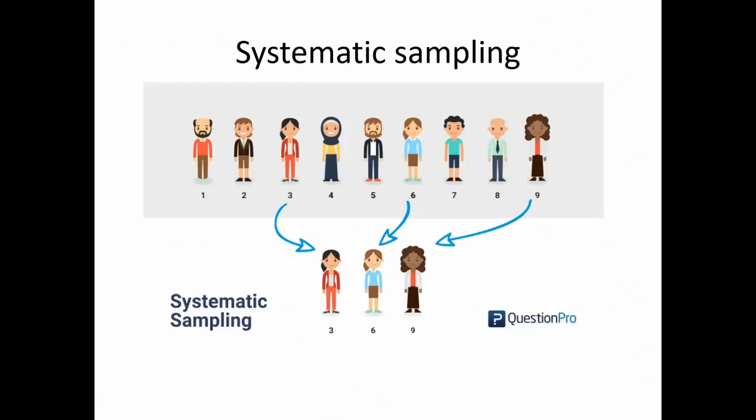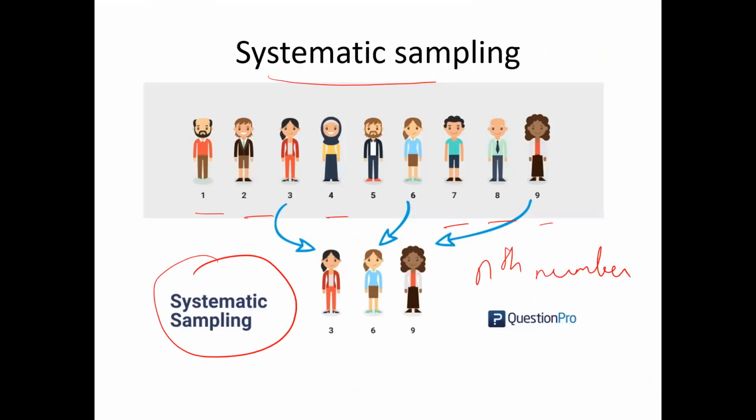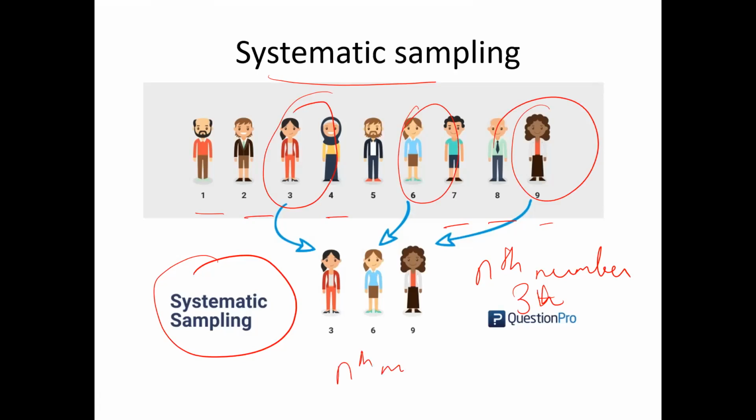Next, moving on to systematic sampling. In systematic sampling, here you can see, you first allocate the individuals. In that, you randomly select the nth number. For example, if I take 3 as my nth number, then I select every 3rd individual. Got my point? So this is the nth number. So in systematic sampling, you select the nth number. This is a very simple type of sampling.